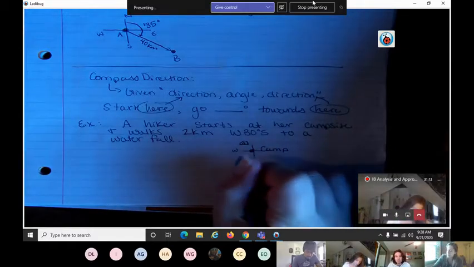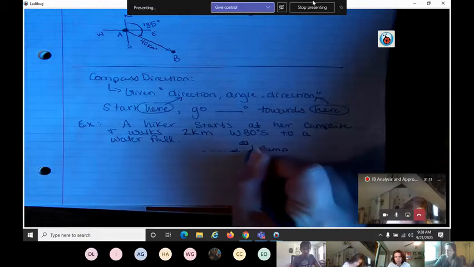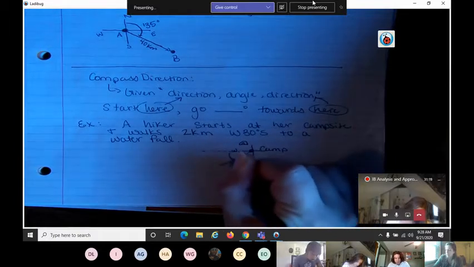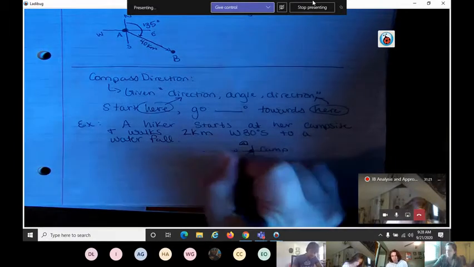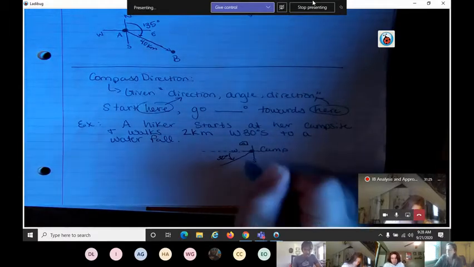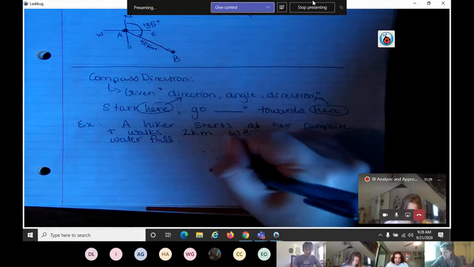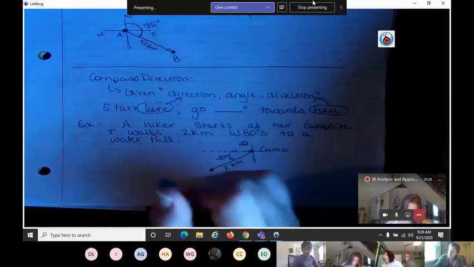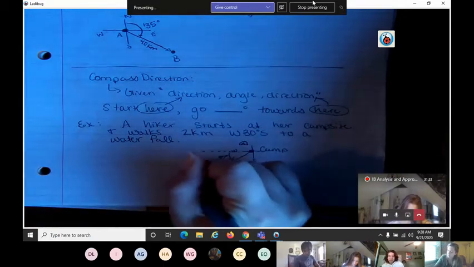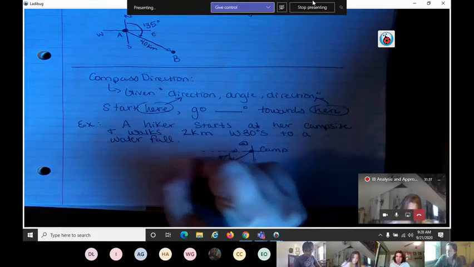So west, I'm going to extend this little axis out. We want her to go 30 degrees south from the west side. She's going to go 2 kilometers in that direction to the waterfall. My terrible waterfall.